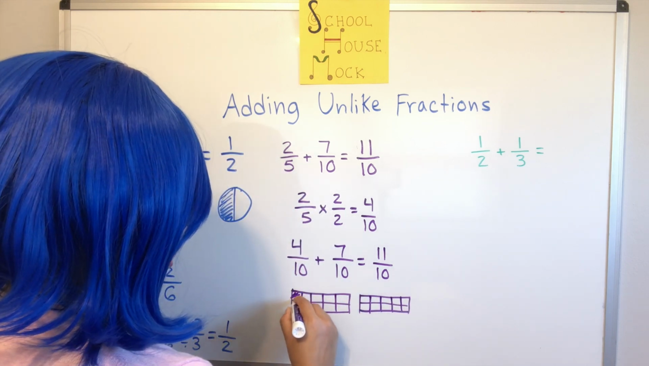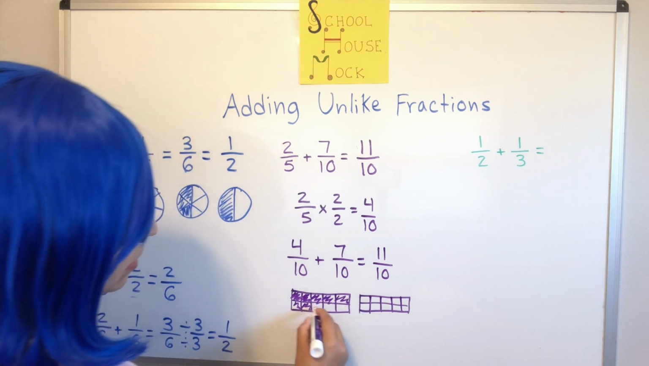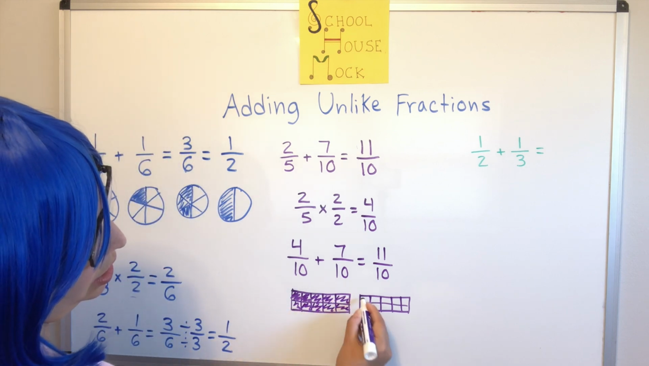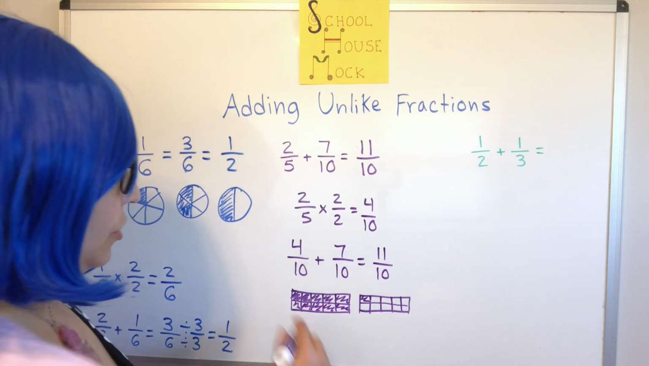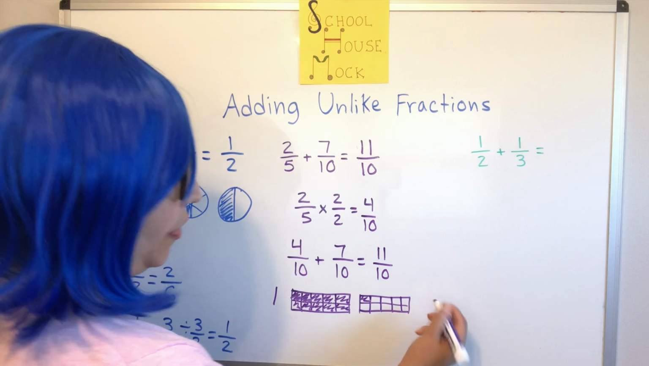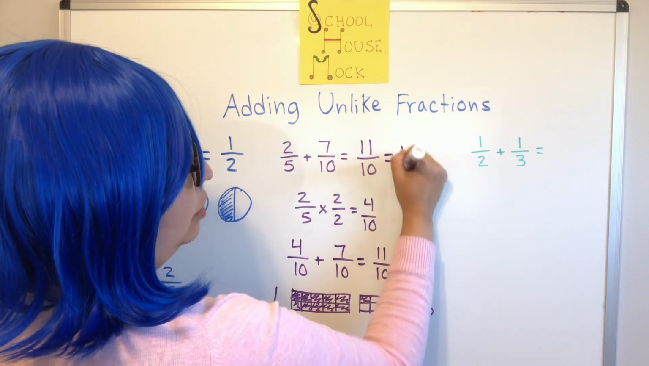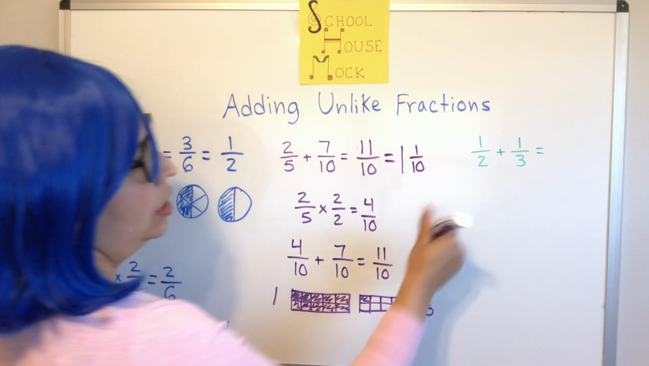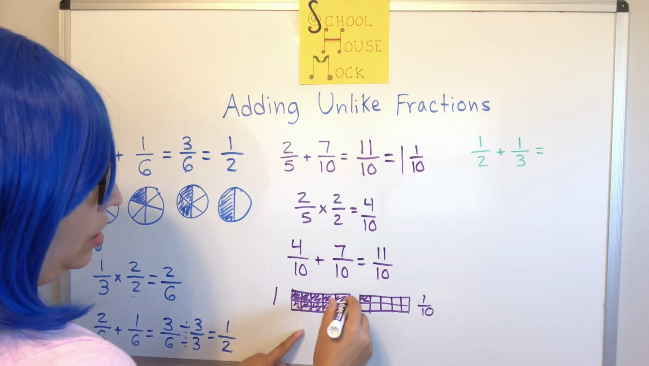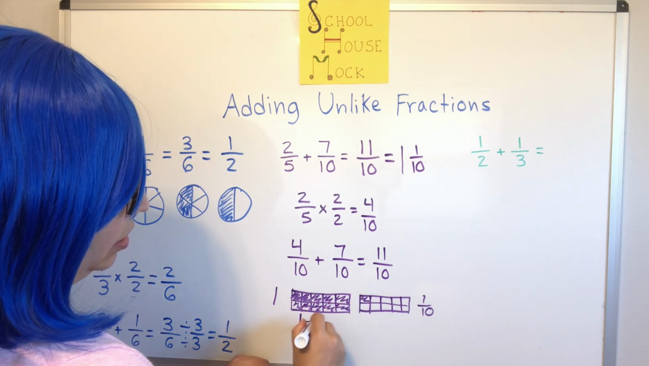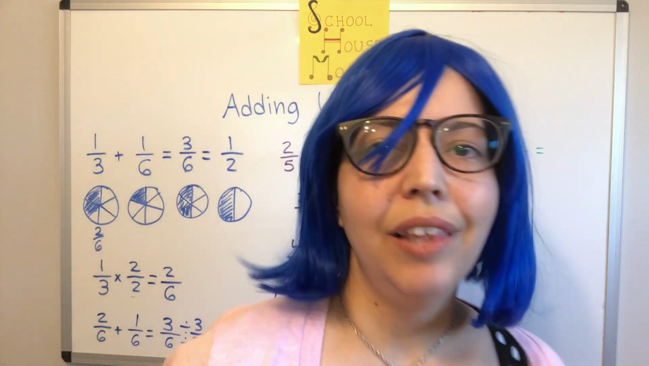Okay, so I've got 11: 1, 2, 3, 4, 5, 6, 7, 8, 9, 10. Yeah, so that's 10/10. 11. Oh, I see. Right, because this is just 1 whole. And then this is just 1/10. Yep. So this is the same as 1 and 1/10. Yeah, because 1 is the same as 10/10. So I have 10/10 plus 1/10 is 11/10. Yep. Okay. That makes sense.